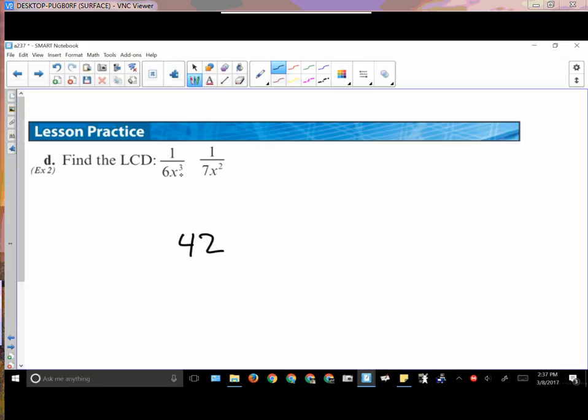42. Okay. How many x's do I need for the first one? How many are there? 3. So I got to have x cubed down here. How many do I need for this one? 2. Do I have at least 2 down here? I'm done. That's all I need. So I've got the least common denominator now for those two.